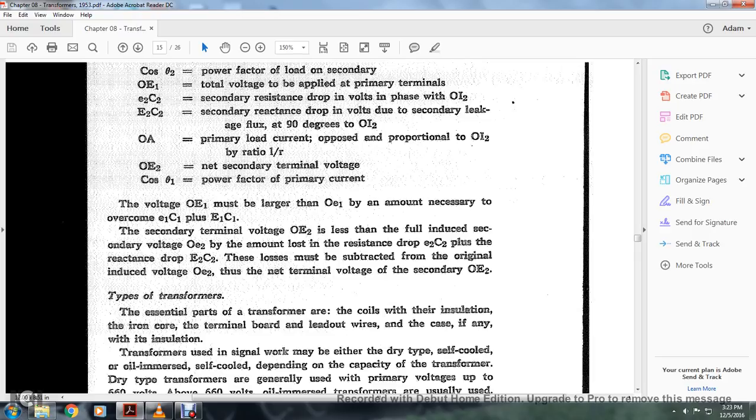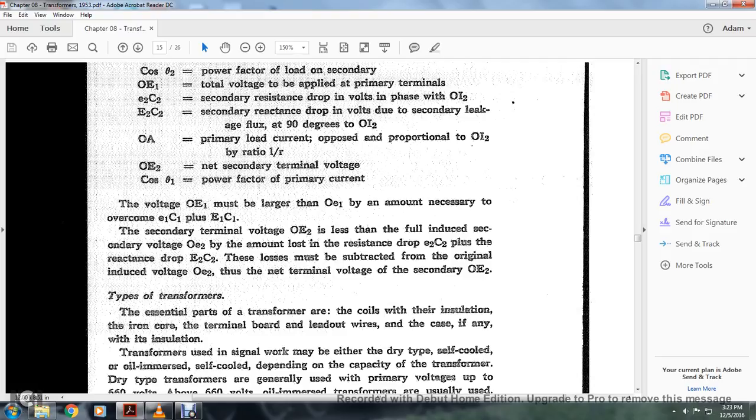The voltage OE must be larger than OE1, the high voltage applied to the primary terminals, by the amount necessary to overcome E1C1 plus E1C1. Secondary terminal voltage.